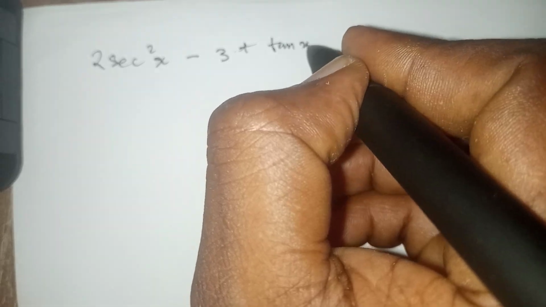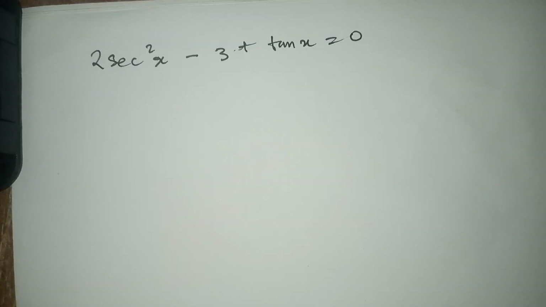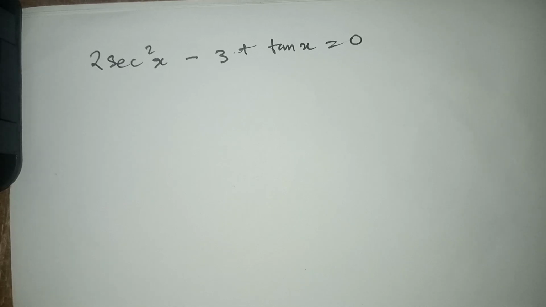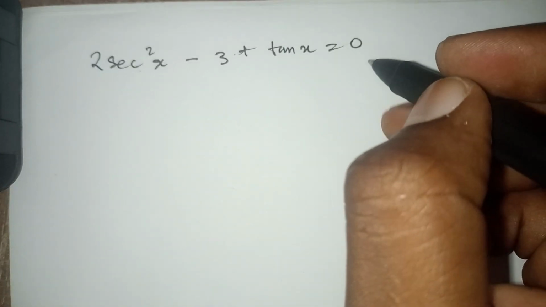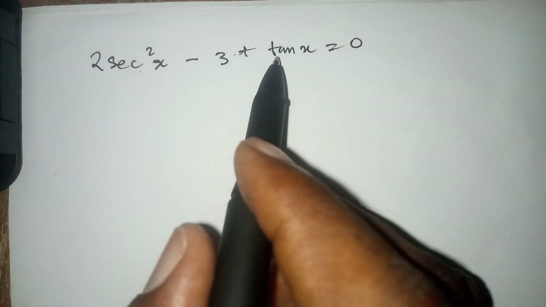All right, so let's take another example. 2 sec² x minus 3 plus tan x equals 0. All right. Now, this time around, we must remember our trig identity. Don't forget that we must write this sec² x in terms of tan x.